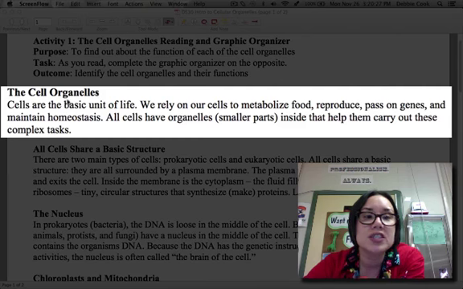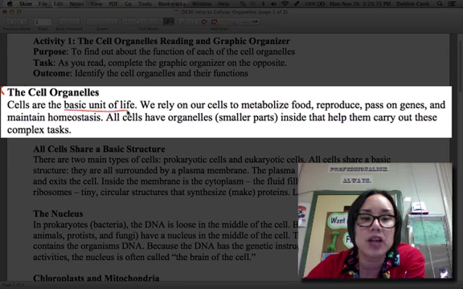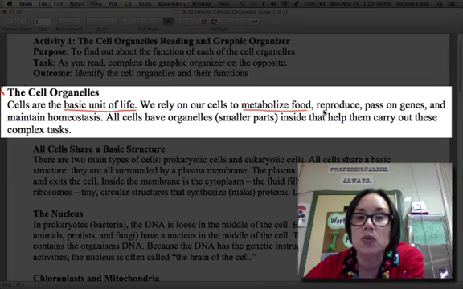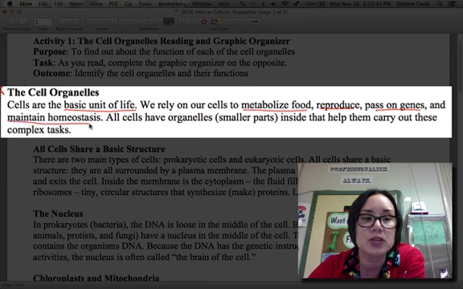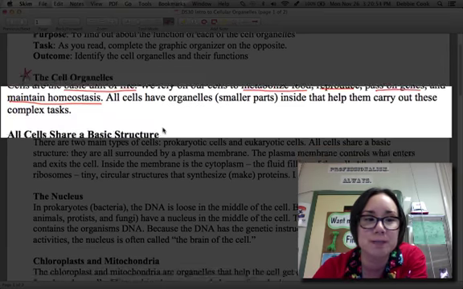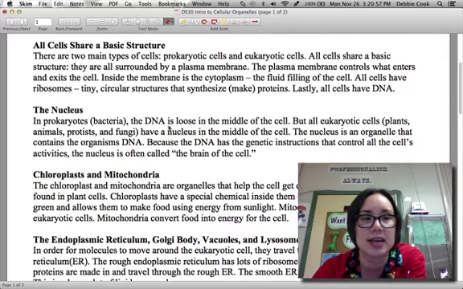It says the cell organelles. This is what we're starting with, and this is what our entire activity is going to be about. Cells are the basic unit of life. We rely on our cells to metabolize food, reproduce, pass on genes, and maintain homeostasis. All cells have organelles inside that help them carry out complex tasks. Our job is to figure out what each one of these tasks actually is. All right, let's move on to the next section.